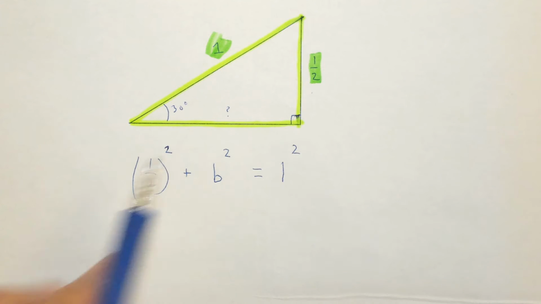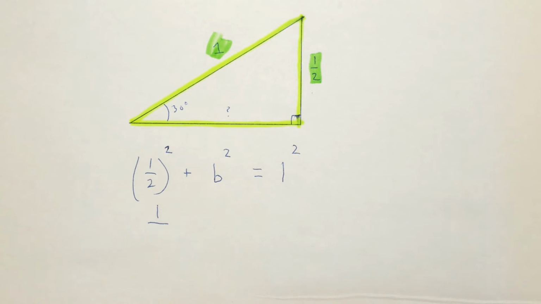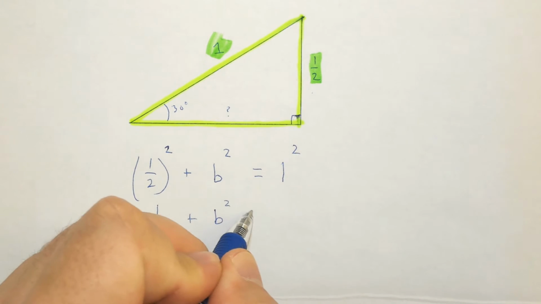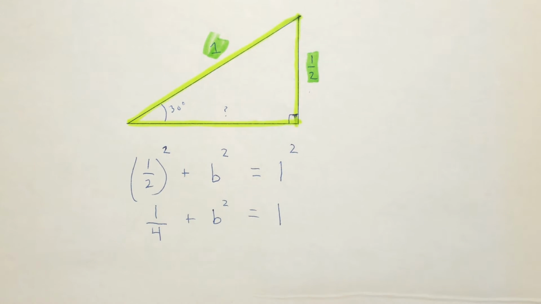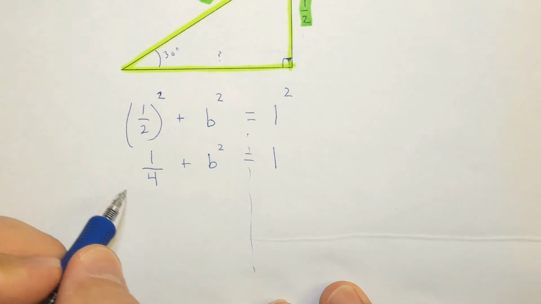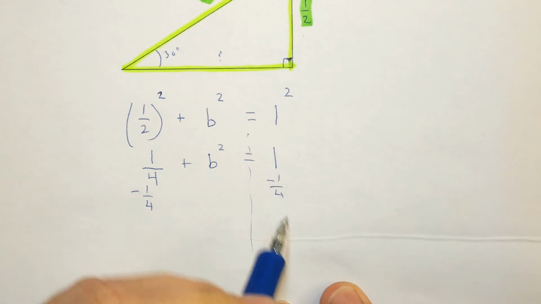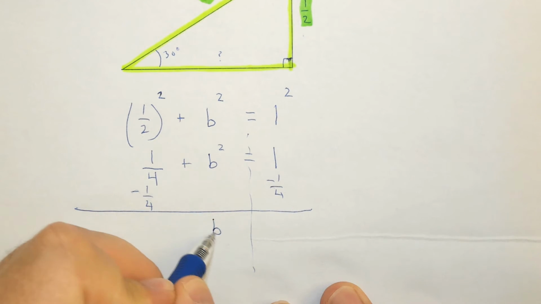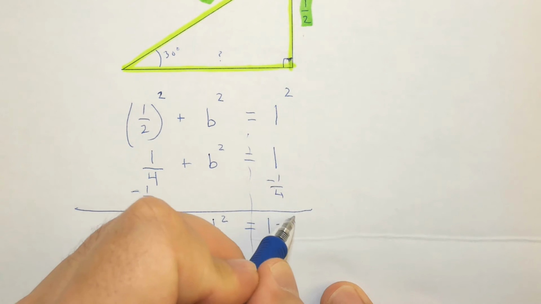Okay, so 1 squared, that gives you 1. 2 squared gives you what? 4. Plus, we got our variable here. And then 1 squared, that's just 1. Okay? Alright, so remember, this is our equal sign. If we subtract 1/4, we got to get our variable alone. We got to isolate it. This is gone now, so we have b squared equals 1 take away 1/4.